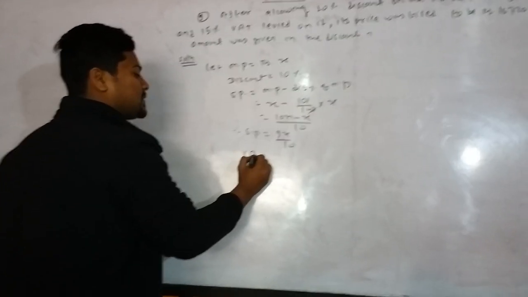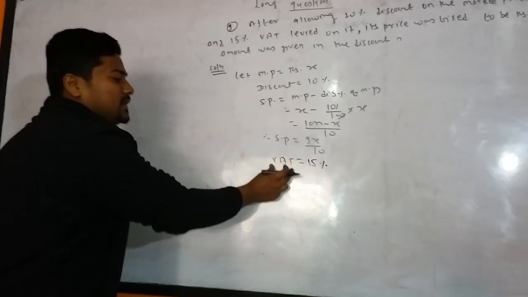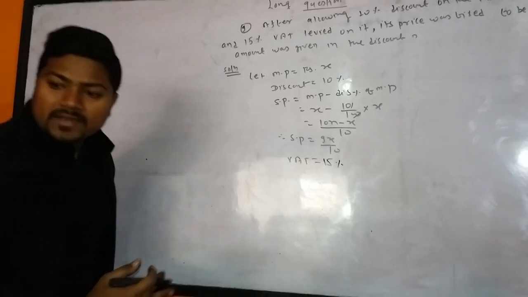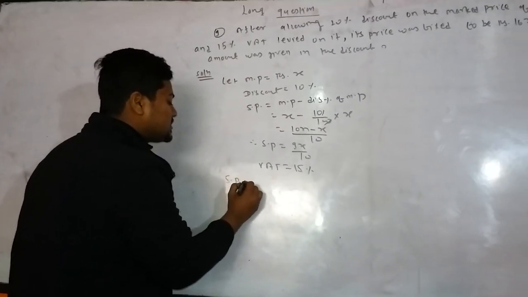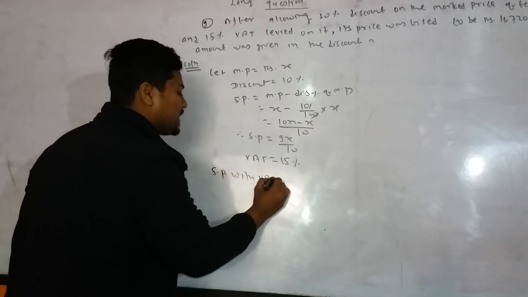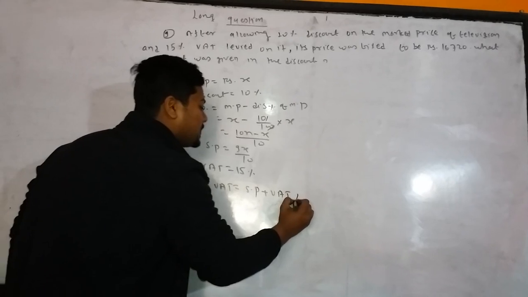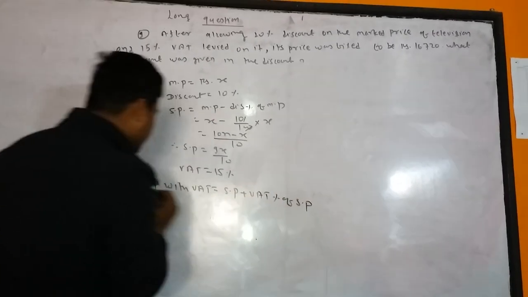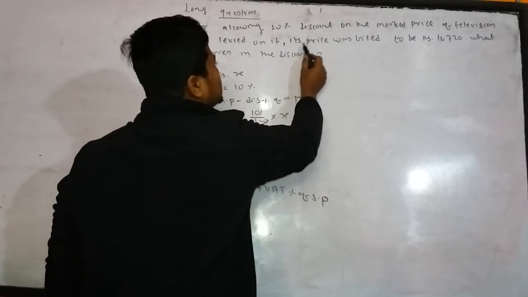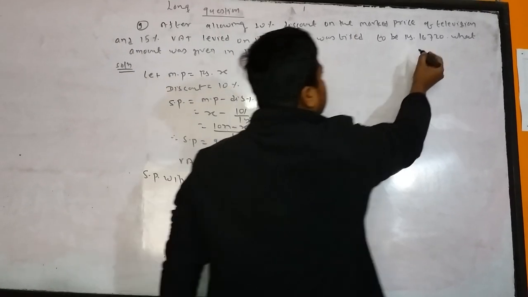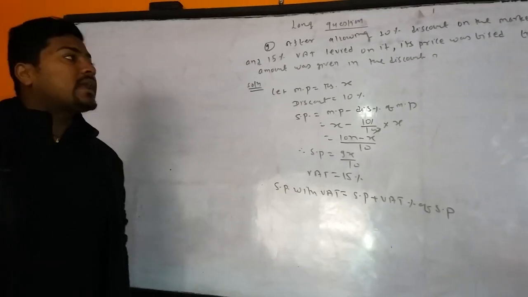Okay. Now 15% VAT levied on it. So what is given? VAT percentage is equal to 15%. So SP, VAT percentage is given. Then what to find? SP with VAT. So now we have to find SP with VAT. SP with VAT formula is what there? SP plus VAT percentage of SP. One thing here remember. So 15% VAT levied on it. Its price was fixed to be 16,720. This means what? SP with VAT.